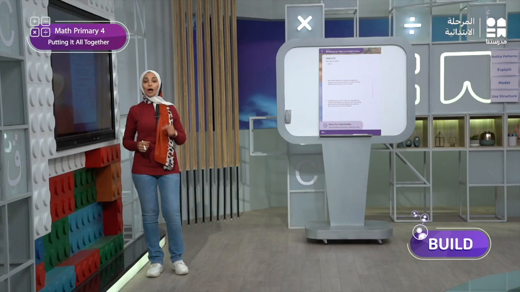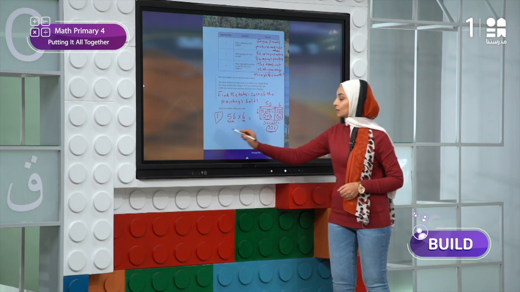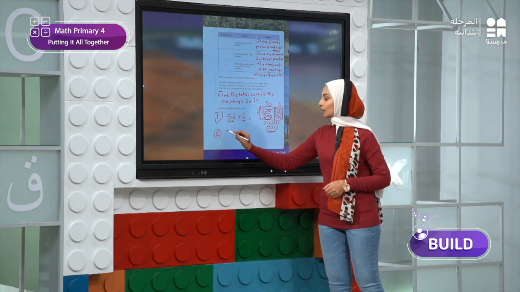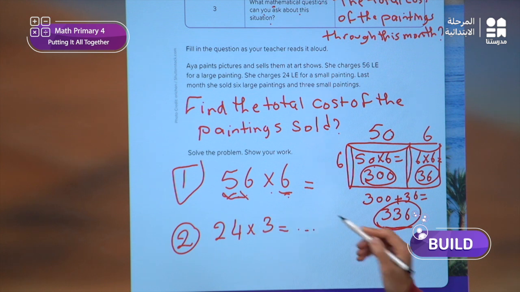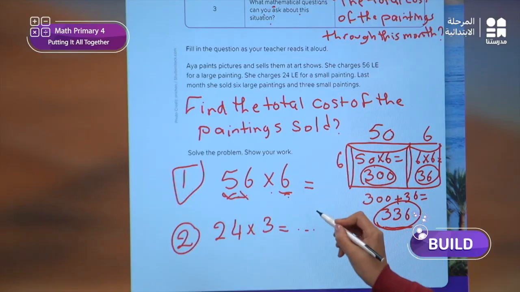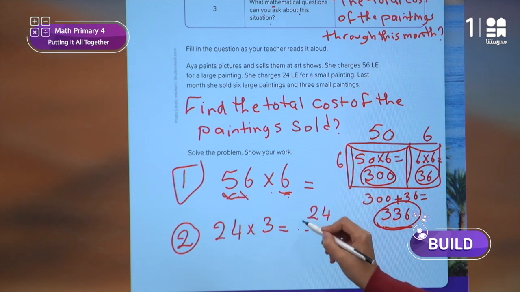The second step, I will find the price of the 3 small paintings. Each one costs 24 LE. What does that mean? I will do 24 times 3. This is the second step. 24 times 3. Let's solve it this time using the standard algorithm, under each other. So I will do 24 times 3.